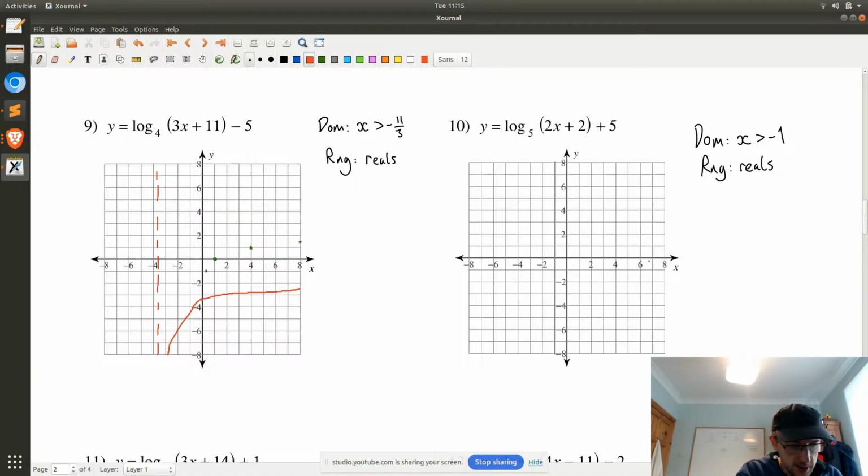I've got a calculator right here. Log base 5 of 18. 1.8. 1.8, add 5. 6.8. So there-ish. That's the point up there, which I care about. Now, next. Plug in 0. Log base 5 of 2, add 5. It's 5.43.